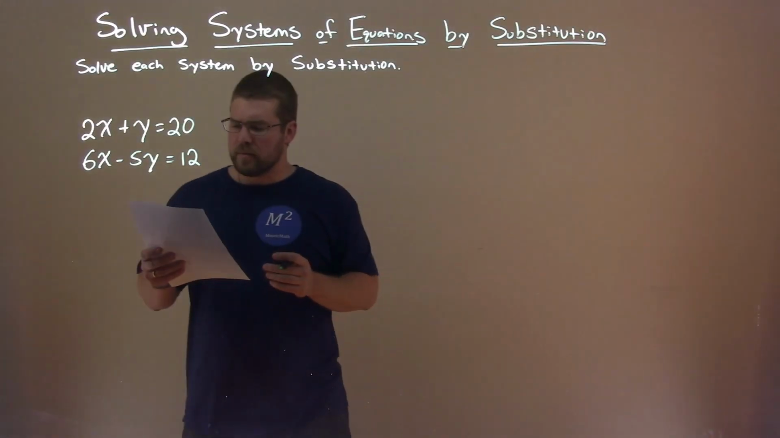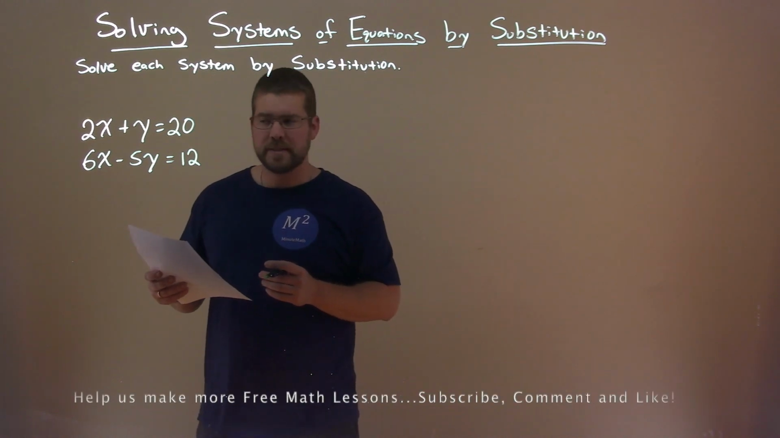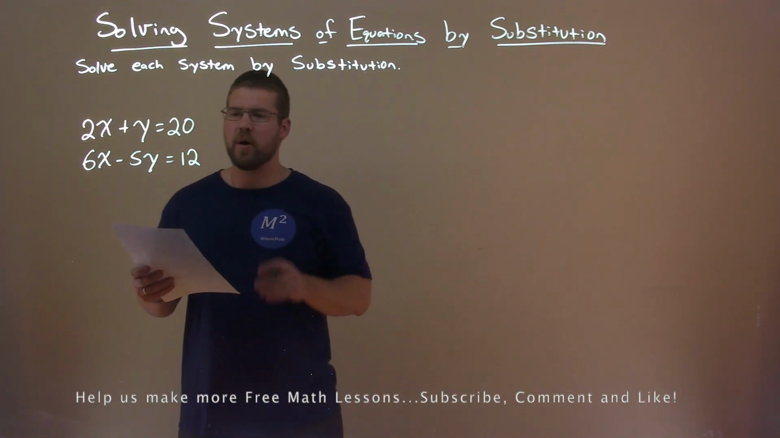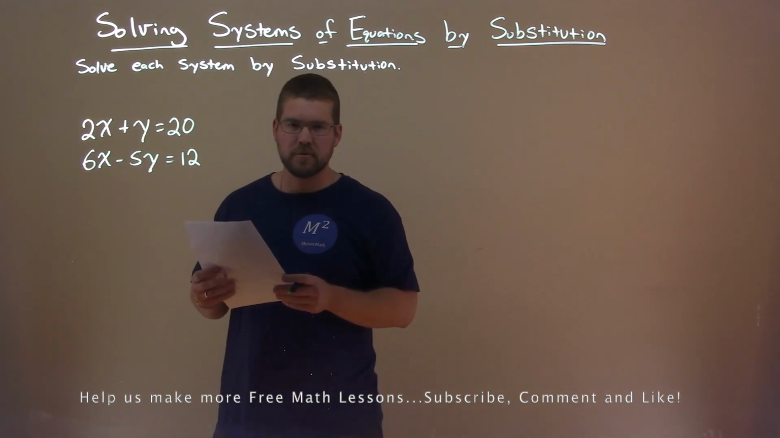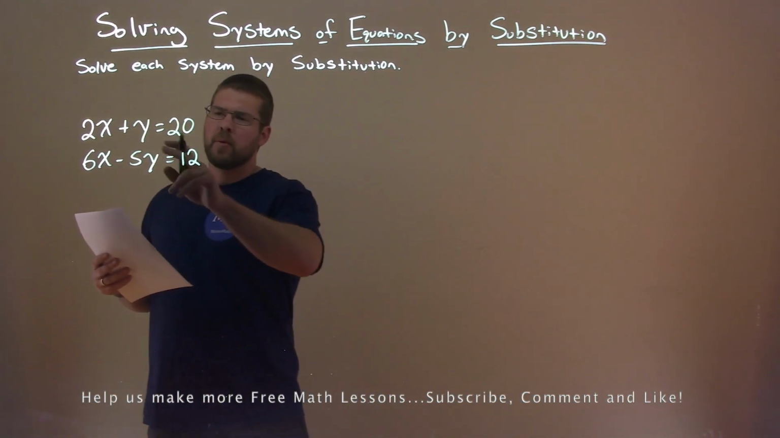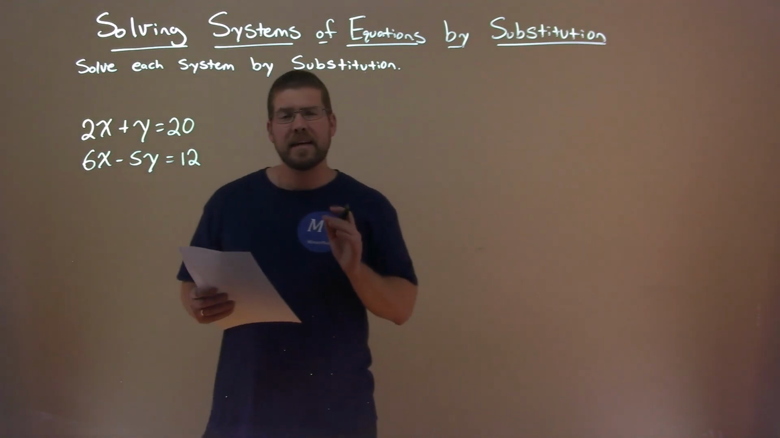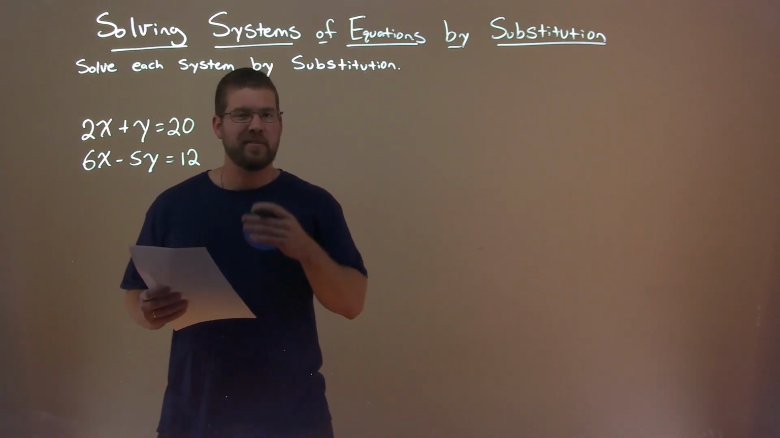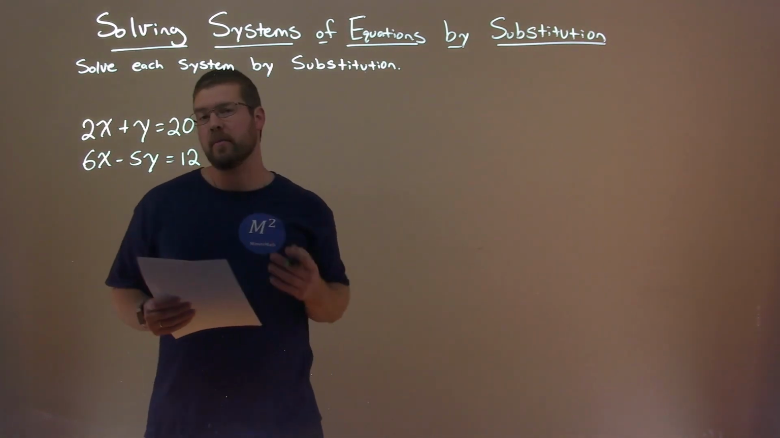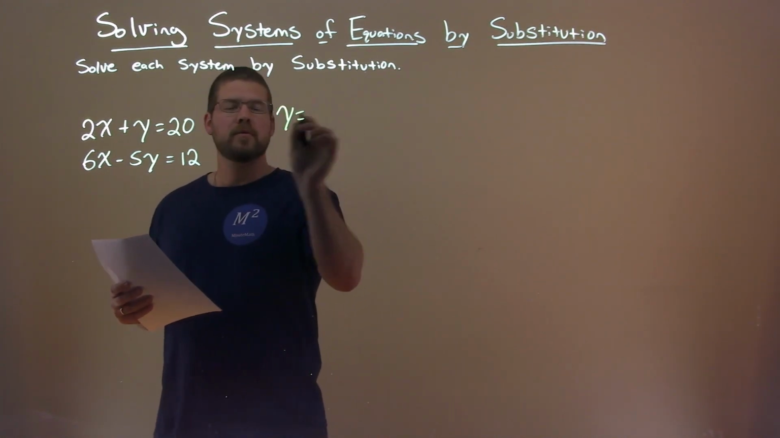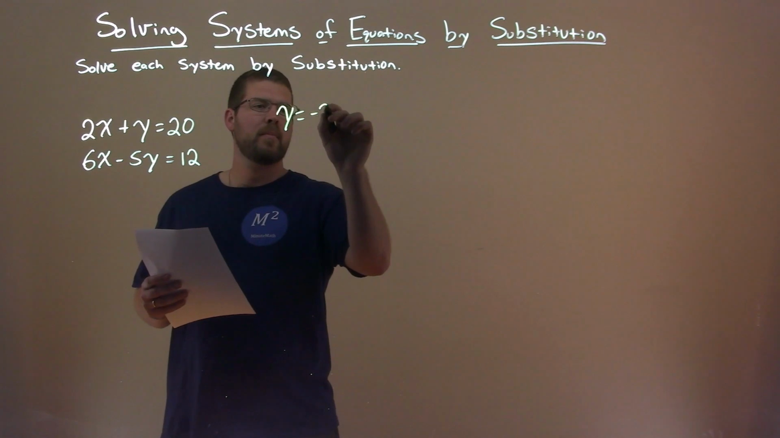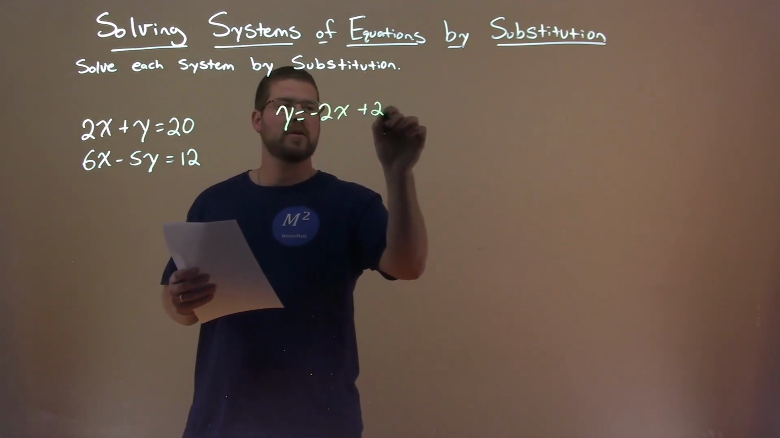We're given this problem, 2x plus y equals 20, and 6x minus 5y equals 12. And we want to solve the system by substitution. Well, I look at the first equation, and I can see I can get the variable y by itself fairly easily. I subtract 2x from both sides, and y is by itself. So we do that. Y equals, we subtract 2x from both sides, minus 2x plus 20.